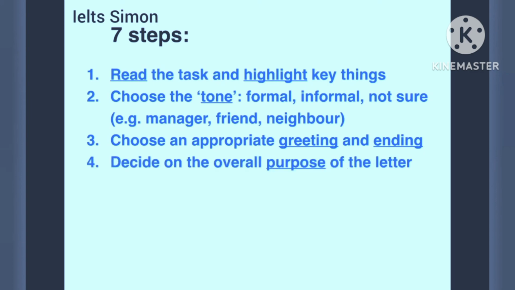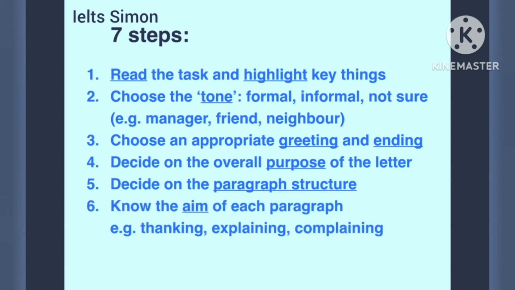Number 4, decide on the overall purpose of the letter. You need to start your letter with a sentence that gives the reason for the letter, the purpose. Step 5, decide on the paragraph structure of your letter. You're going to separate into clear paragraphs. Some of the paragraphs will only have one sentence, but that's fine in a letter.